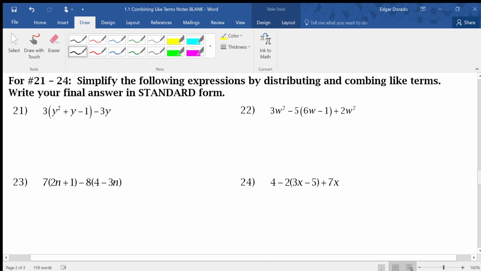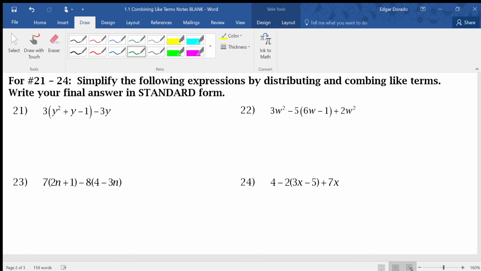So for 21 through 24, we're almost there. We want to go ahead and simplify the following expression by distributing and combining like terms. Write your final answer in standard form. So basically here we're combining every single thing we just learned. So let's go ahead and figure this out.